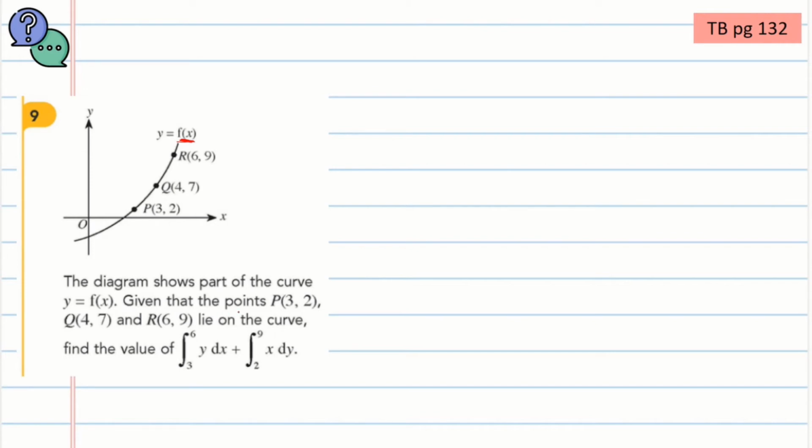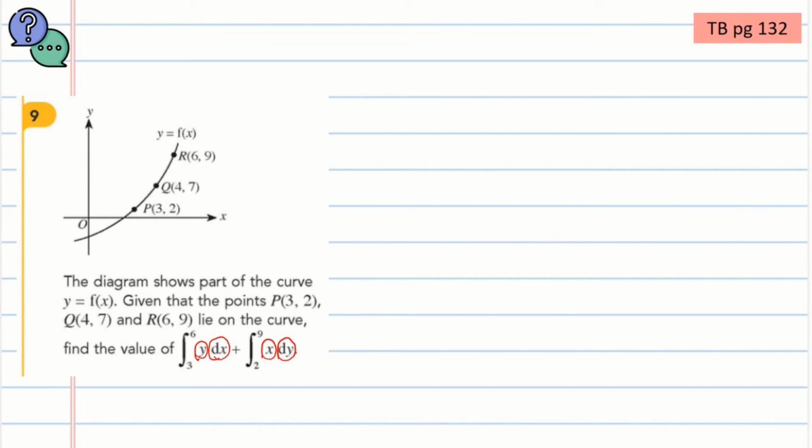Okay, so given the points P, Q, and R, which all lie on the curve, we want to find out the value of the integration from 3 to 6 for y with respect to x, and 2 to 9 for x with respect to y. Okay, so there's a lot of understanding that we need to apply over here. Take note that this is with respect to x, but this is in terms of y. Then also this is with respect to y, but yet this is x.